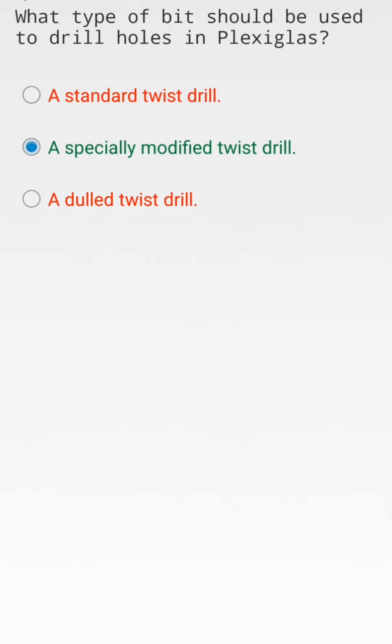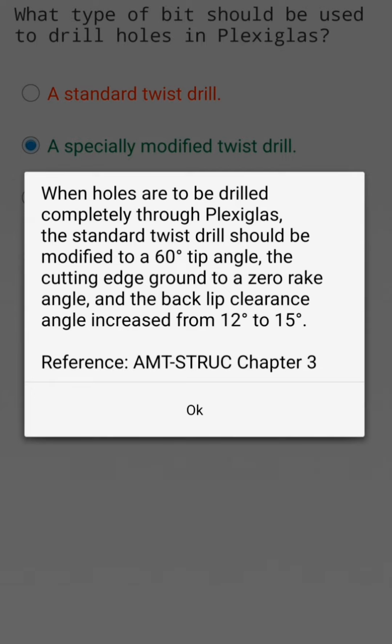What type of bit should be used to drill holes in plexiglass? A specially modified twist drill. When holes are to be drilled completely through plexiglass, the standard twist drill should be modified to a 60-degree tip angle, the cutting edge ground to a 0 rake angle, and the back lip clearance angle increased from 12 to 15 degrees.